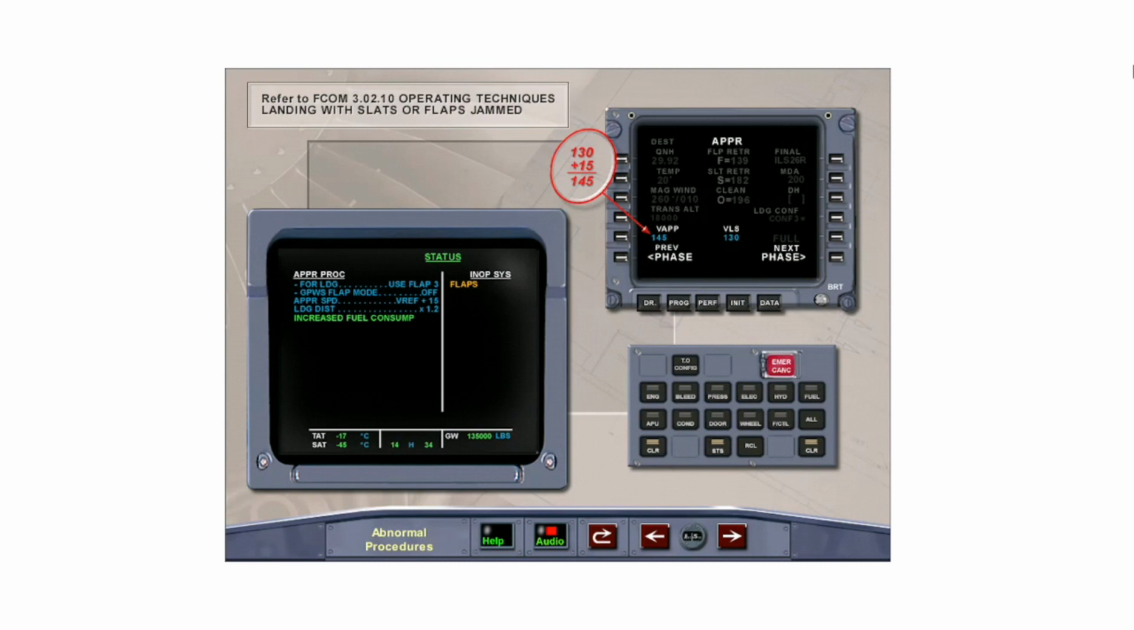Refer to FCOM 3.02.10 operating techniques, which gives landing, go-around, and diversion procedures and fuel consumption guidelines. Clear status by pressing the Clear button on the ECAM control panel.